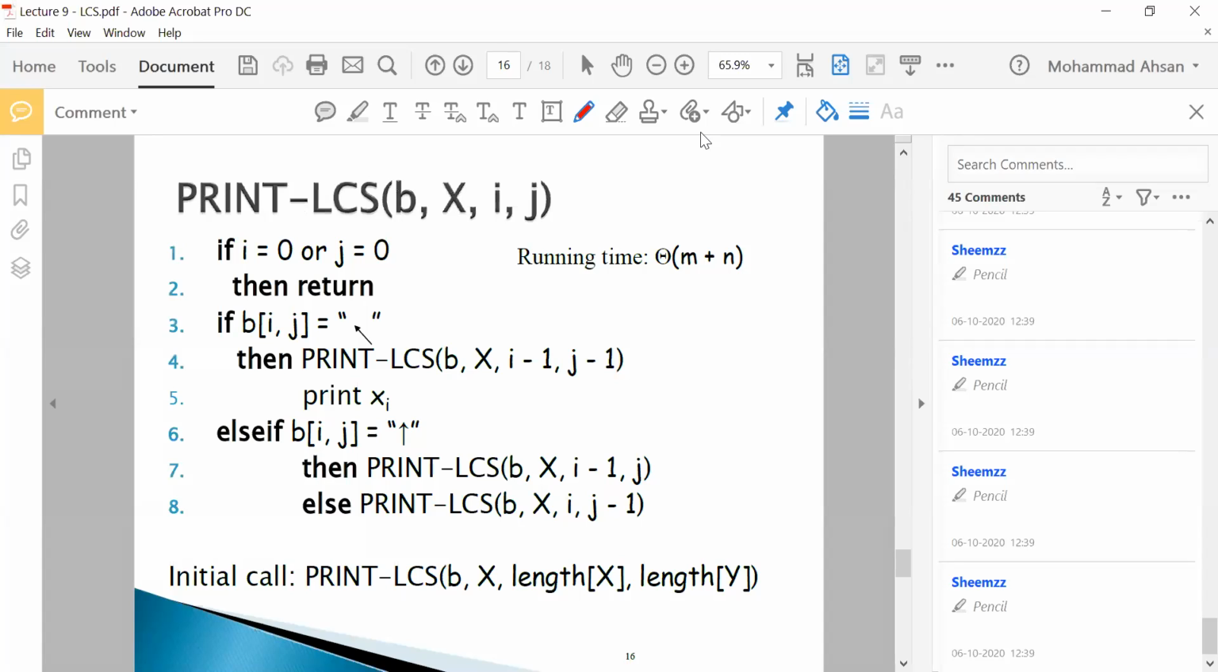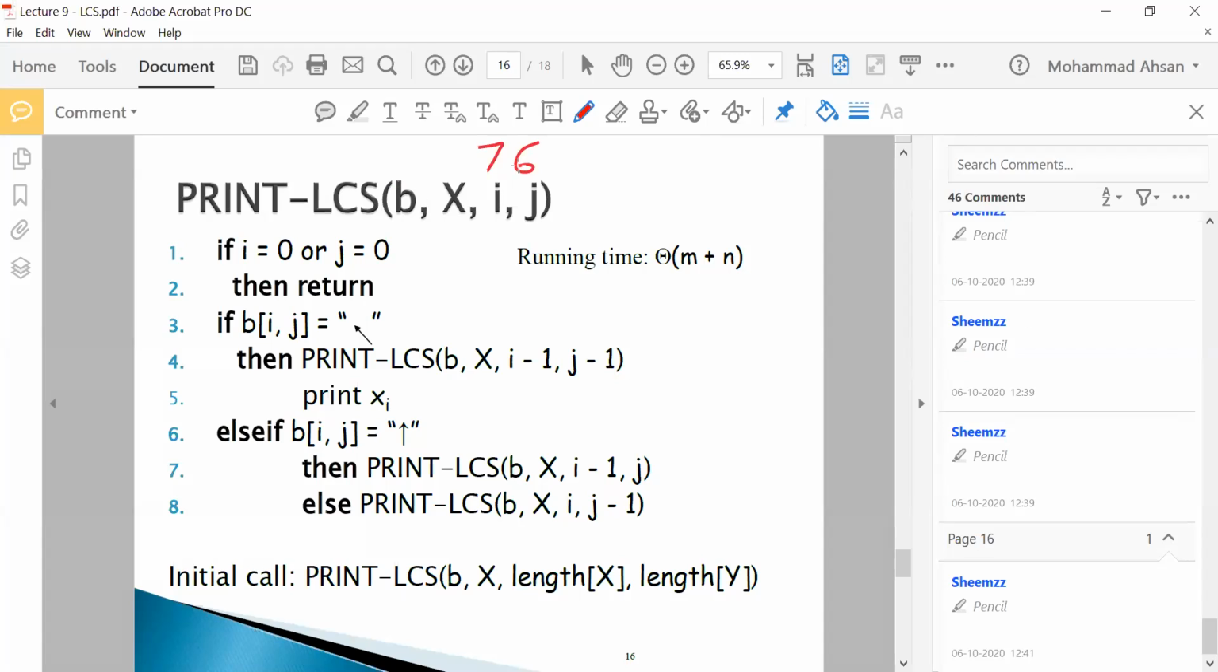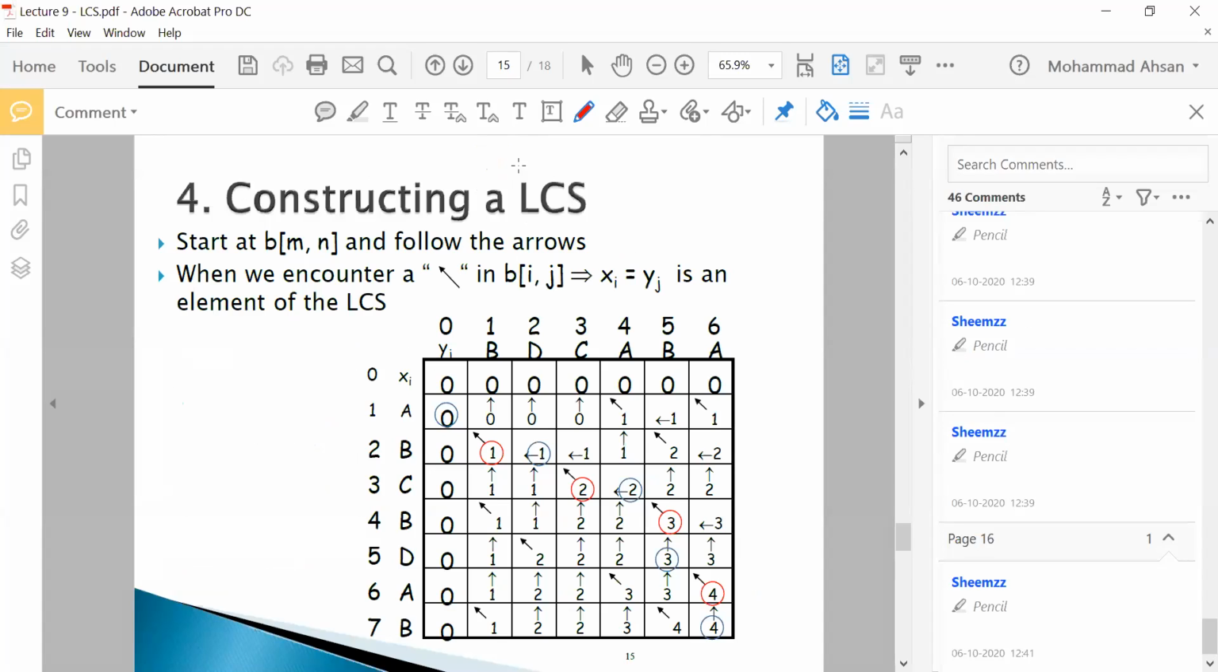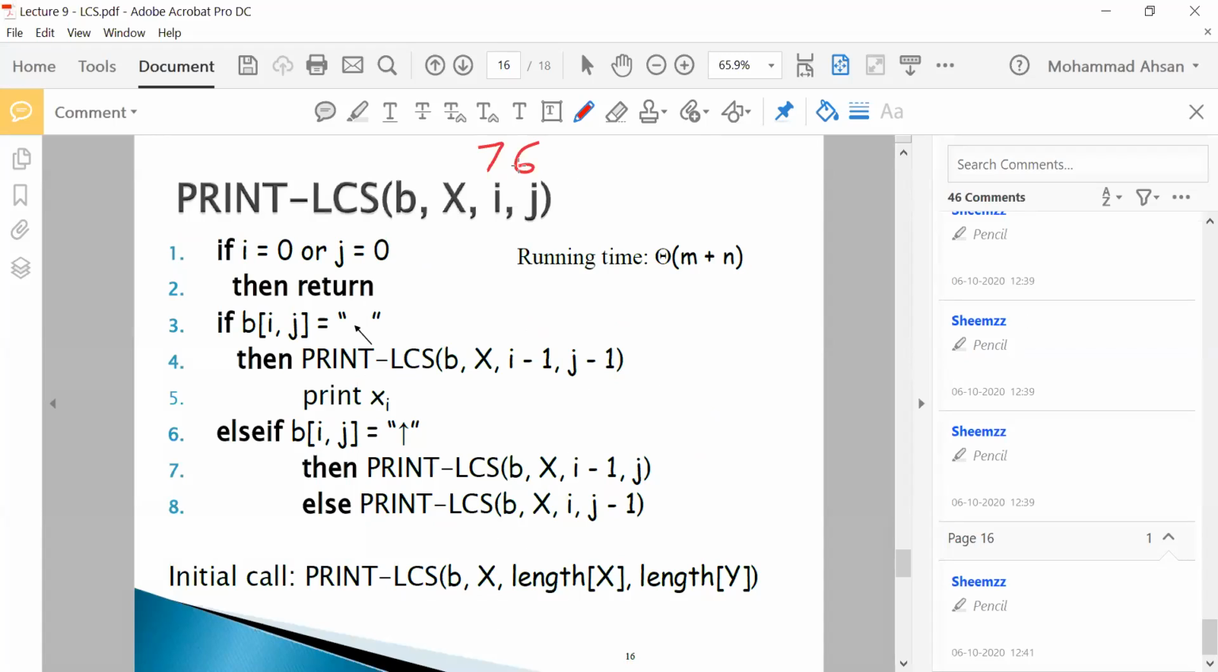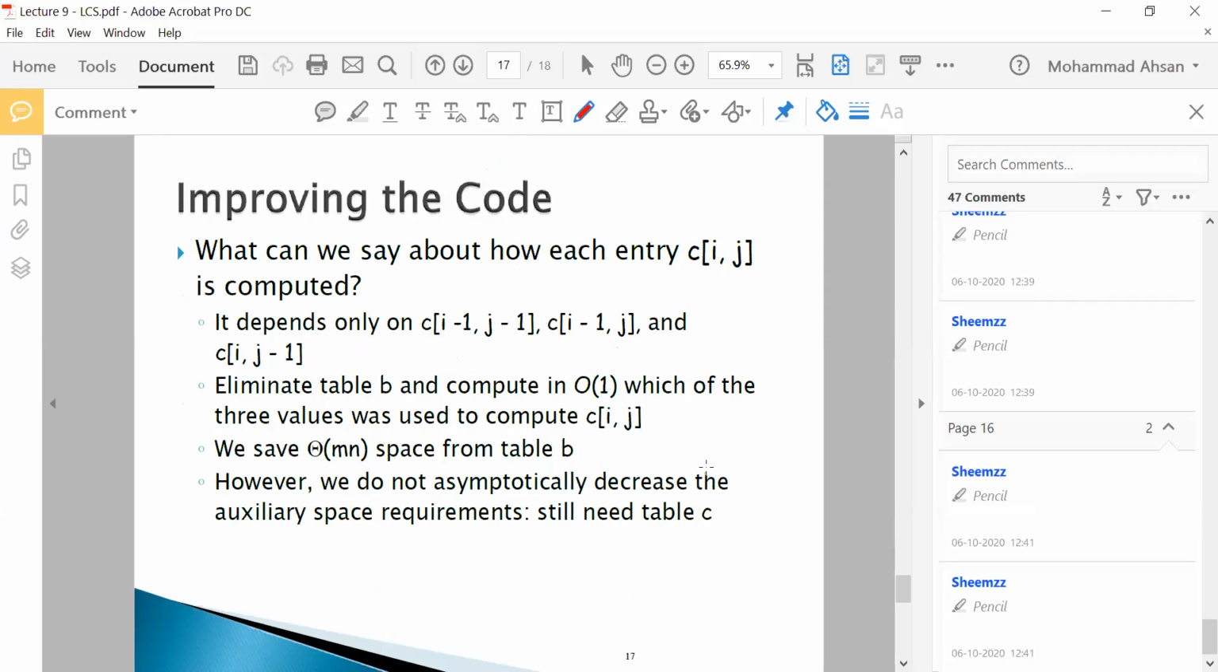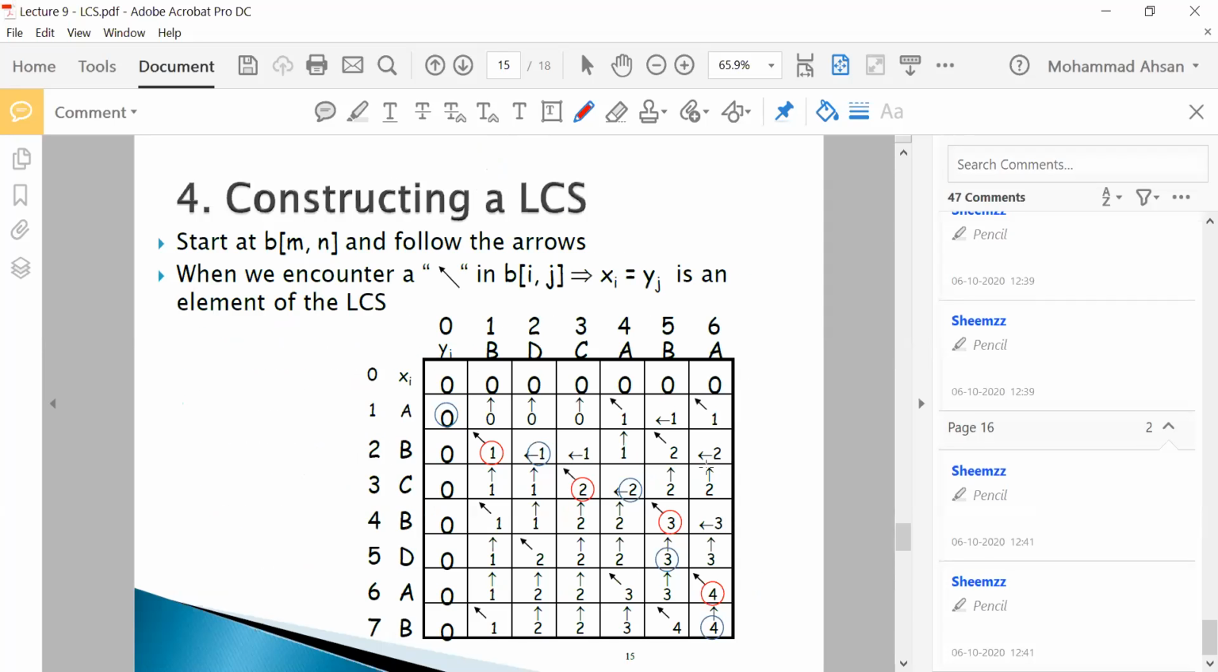So print, first of all, you're calling the print on i 7 and j 6. Okay, i is not 0, j is not 0. What do we have in the location 7, 6? We have 4 and the arrow is going up. So that means there is a mismatch. If the arrow is going up, then we are calling i minus 1, j, which will be 6, 6. Then at 6, 6, this is the red one, 4. It is going diagonally to 5, 5.